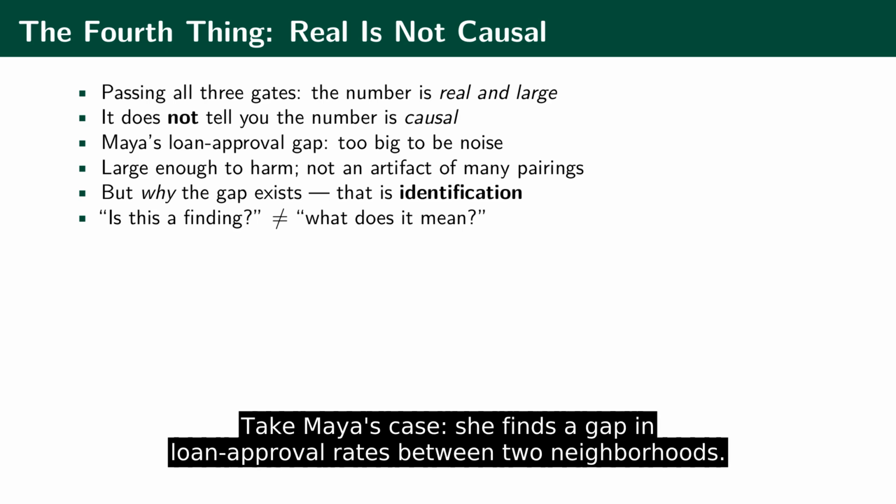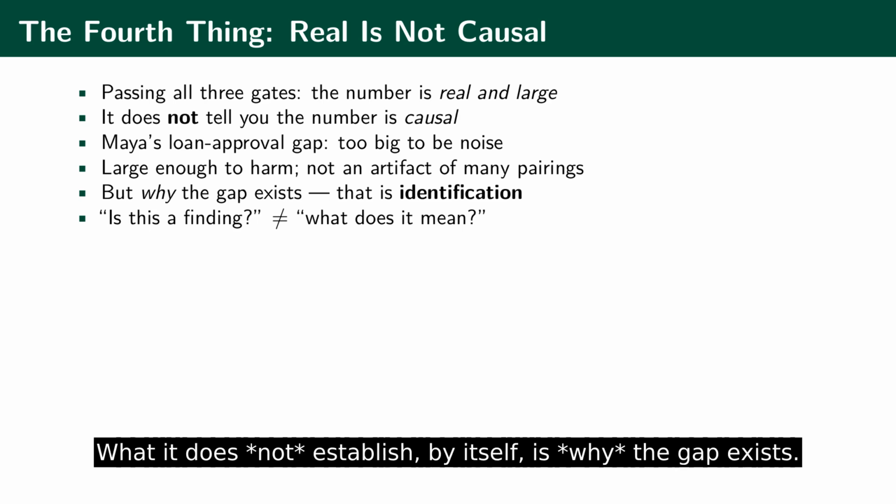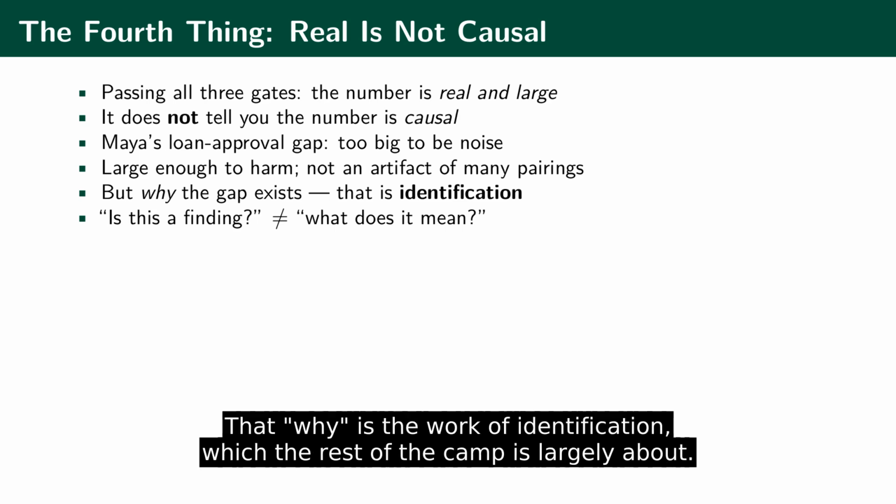Take Maya's case. She finds a gap in loan approval rates between two neighborhoods. Walking that gap through the three gates establishes that it is too big to be noise, large enough to harm real borrowers, and not just an artifact of trying many neighborhood pairings. What it does not establish by itself is why the gap exists. That why is the work of identification, which the rest of the camp is largely about.